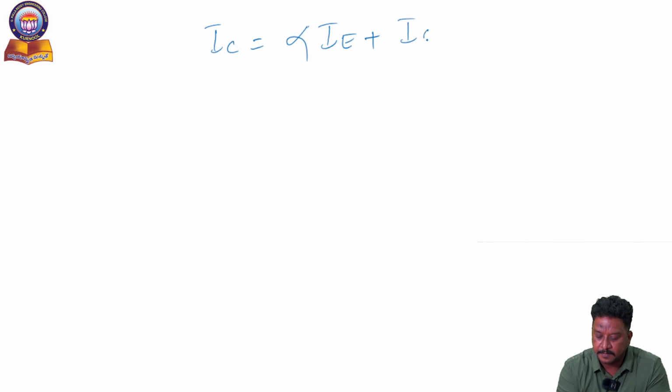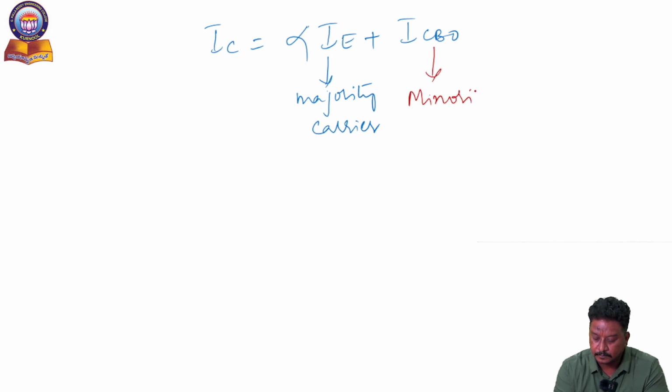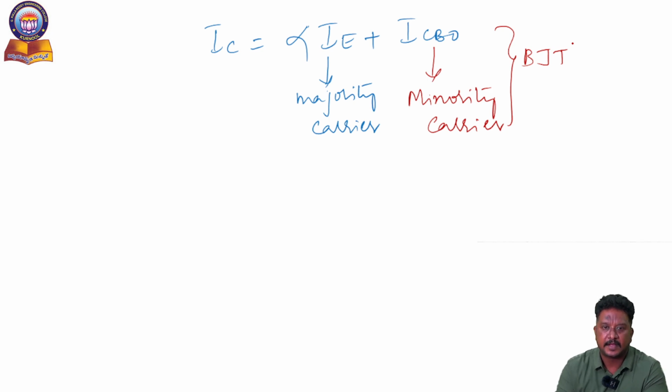If you carefully observe, the output current of a common base configuration is IC equal to alpha IE plus ICBO. This alpha IE is the majority carrier current. These are majority carriers and these are minority carriers. So that's why it is called BJT, bipolar junction transistor.